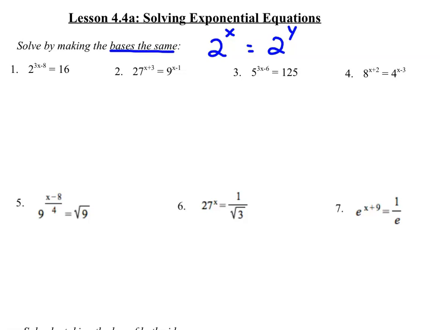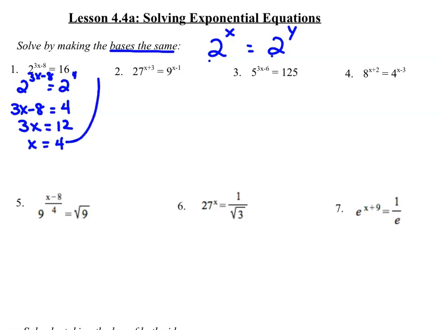All right, so if the bases are the same, in this case they're both 2's, then the powers would have to be the same. So I'm going to think of this 16 as 2 to the 4th power. And now I have 2 to the 3x minus 8 equaling 2 to the 4th power. And now my powers have to match. So 3x minus 8 would have to equal 4. And now it's just a linear equation to solve. So I'm going to add 8 to both sides and then divide out my 3.